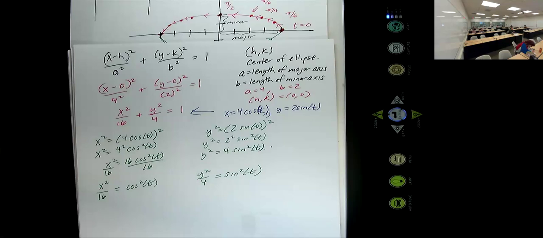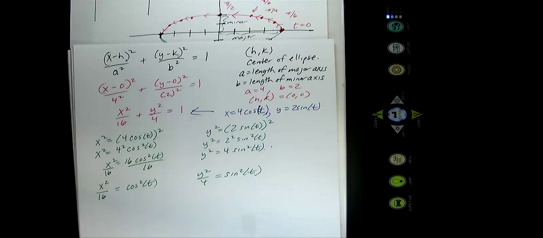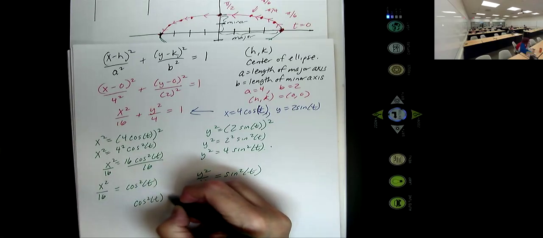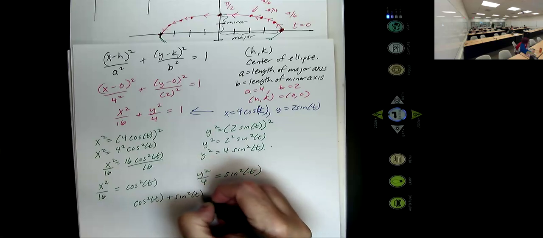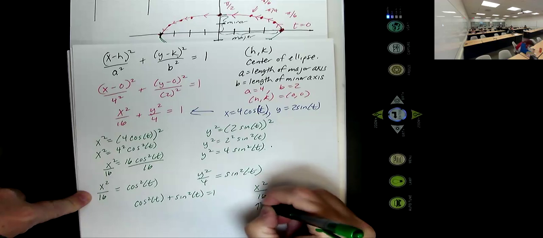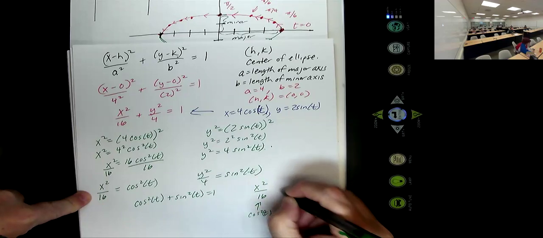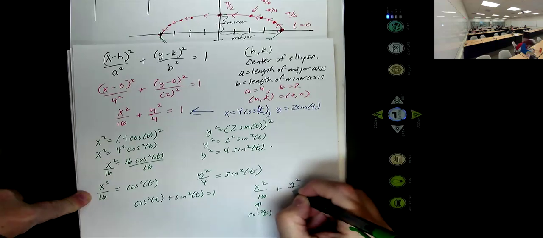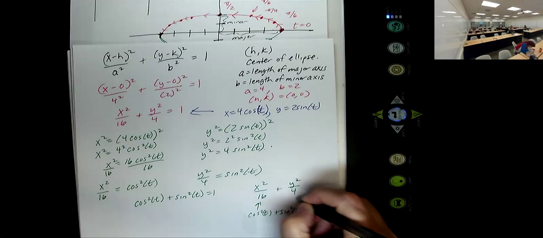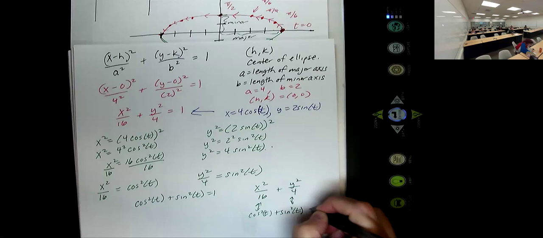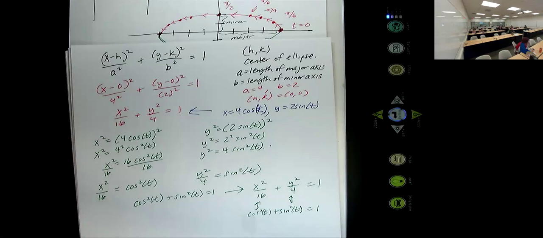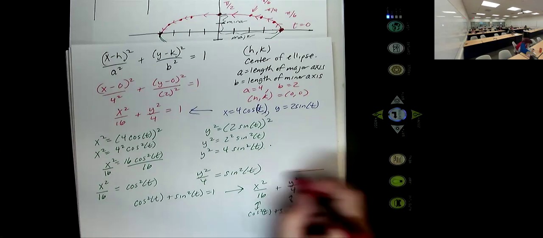Can we seal the deal? Cosine squared plus sine squared is 1, so let's take advantage of that. Let's add these two together. That's my cosine squared, and we'll add in the y squared. That should equal 1, which means those should equal 1. And we got it. That was the equation of what's going on.